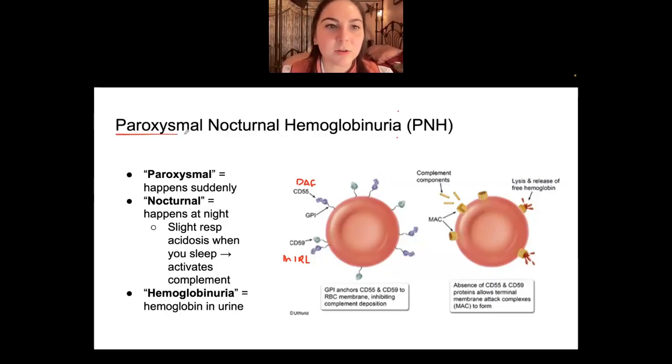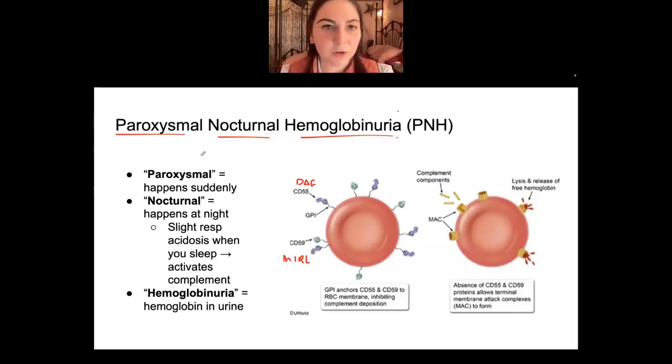So paroxysmal means it happens suddenly. Nocturnal, it's happening at night. And then hemoglobinuria is basically a word meaning that there's hemoglobin in the urine. So when you see this word, you know that your red cells are lysing open because hemoglobin is within red cells, right? So a lot of the times when anyone has hemoglobinuria, you know that the red cells are being lysed open. It's not just for this disease. There's other disease states, obviously, where red cells can get lysed open, but this is one of them involving complement.